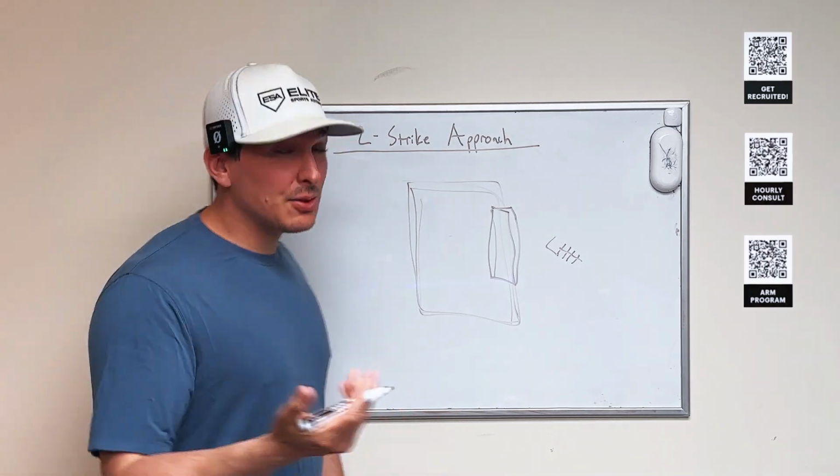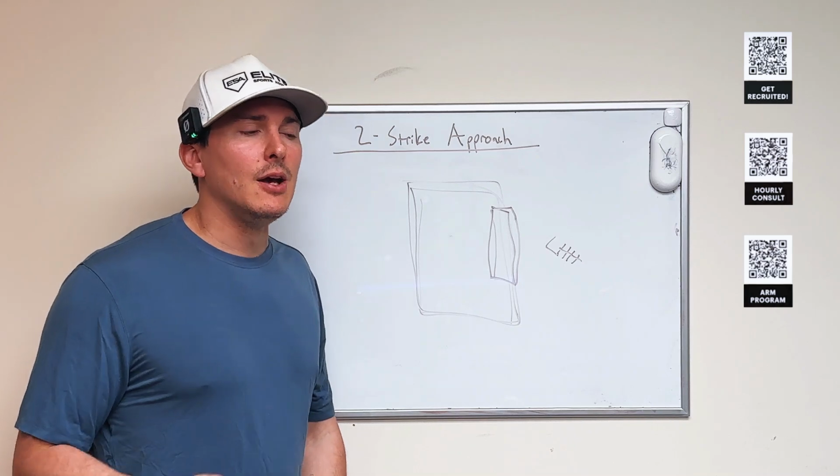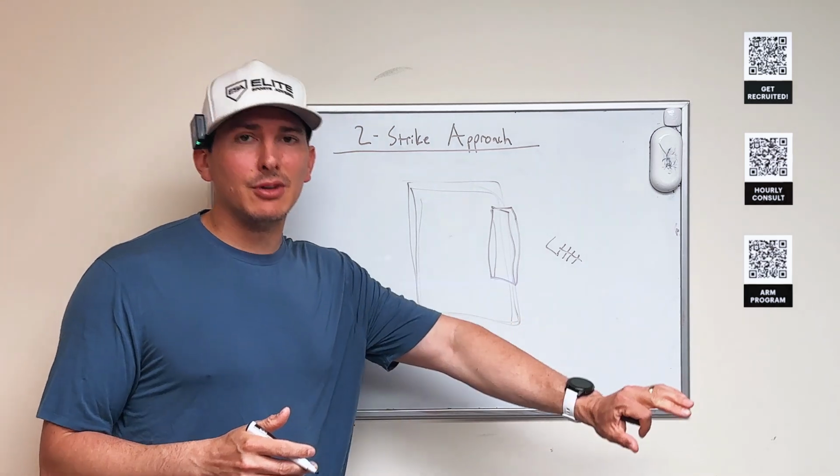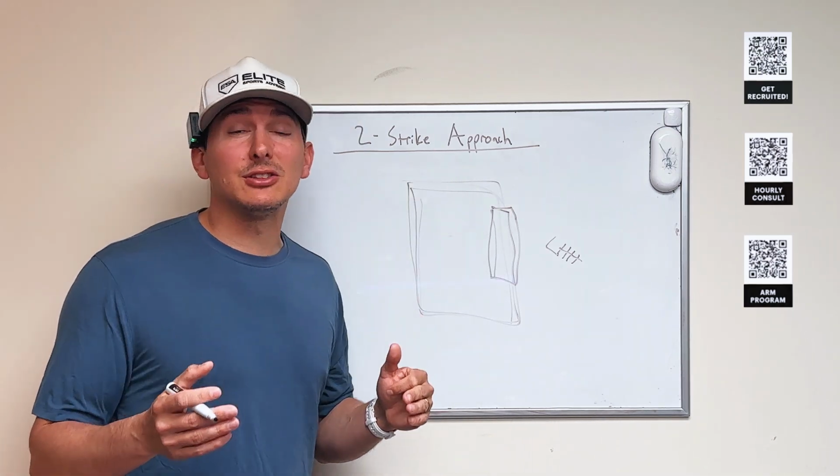So the second thing with the second 2-strike approach is, post your first at-bat, you should know, okay, is the umpire giving a couple inches off? Is he calling it down? Is he calling it up? Does he have just a very inconsistent zone in general?